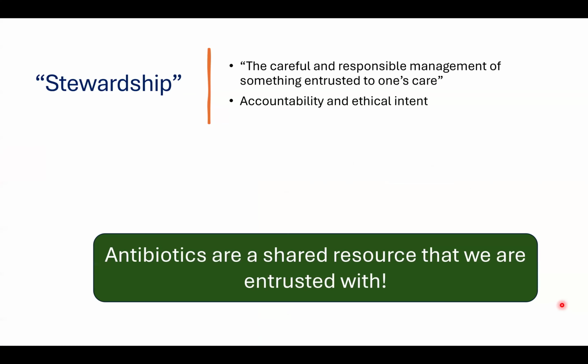So we have to understand that the resource Dr. Fleming mentioned, and what stewardship entails here, is that antibiotics are a shared resource that we are entrusted with. Indeed, antibiotics have been one of the miracle discoveries of the last century, and they have saved millions and millions of lives. But they are on thin ice right now, and are losing their importance.